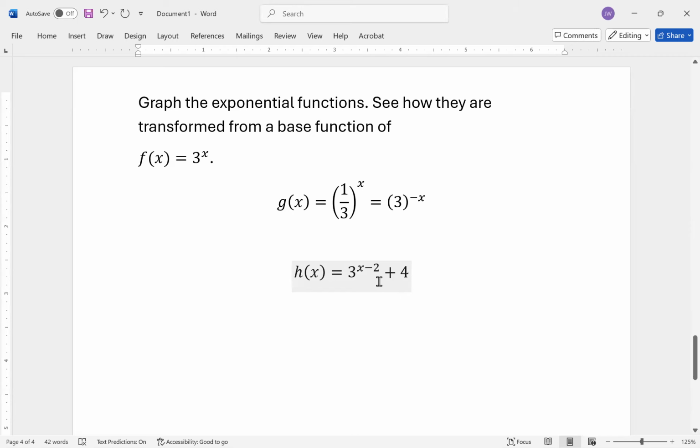This h of x should be f of x moved right 2 units and then up 4. The x minus 2, that's the transformation of a right shift by 2. Replacing an x with an x minus 2 is shift right by 2. And then when you add 4 at the end outside of the exponent, then we're moving up. Let's confirm that by graphing.